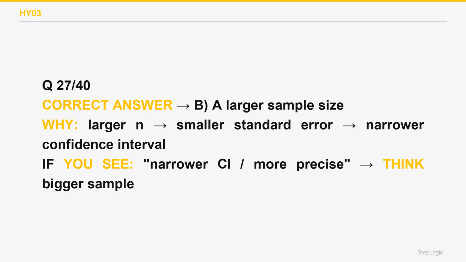The correct answer is B. Raising the confidence level to 99% makes the interval wider, not narrower, because you demand more certainty of capturing the true value, choice C wrong. A smaller sample size increases the standard error and widens the interval, the opposite of what is wanted, choice A wrong. A larger sample size narrows the confidence interval.